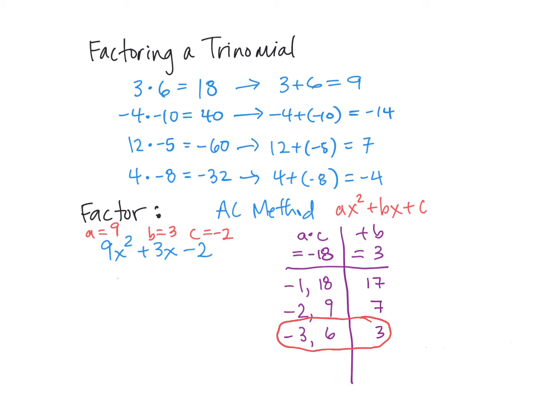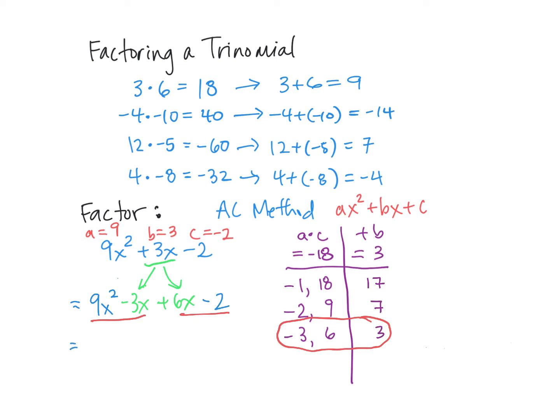So that means I can take my 3x here and split it up as minus 3x plus 6x. I'm going to bring down my first term, the 9x squared, and my second term, the minus 2. And then we're going to pair up and do factoring by grouping again.